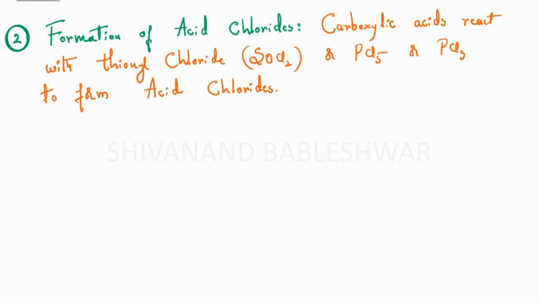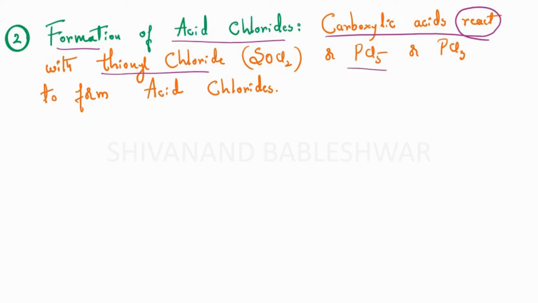Now the second reaction under part B, here there is formation of acid chlorides. When carboxylic acids react with thionyl chloride, that is SOCl2, or phosphorus pentachloride, or phosphorus trichloride, they give acid chlorides as major products. Let me first take an example with thionyl chloride. I'll take here acetic acid, CH3 C double bond O OH.